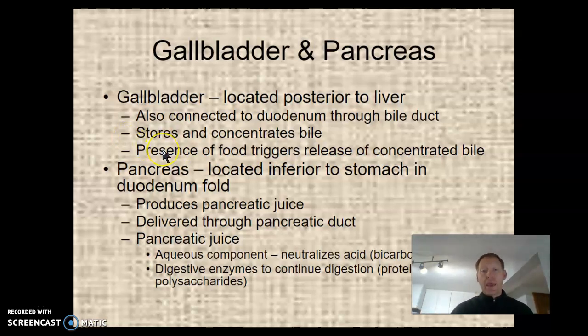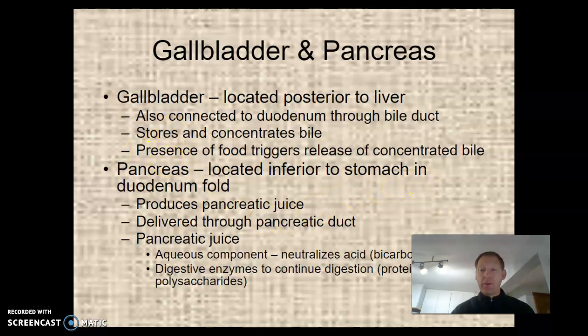neutralize. You can obviously have your gallbladder removed, and in that case, those people would have trouble neutralizing their food. So they would have to eat low acid foods. They would have to eat smaller quantities and more frequently.